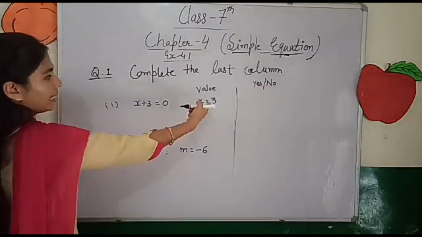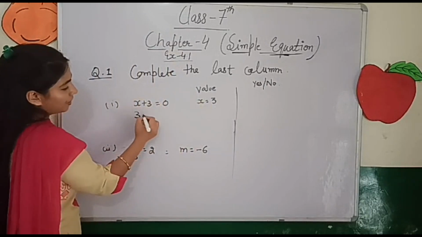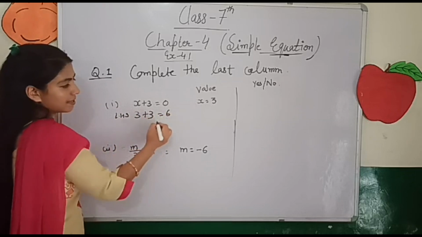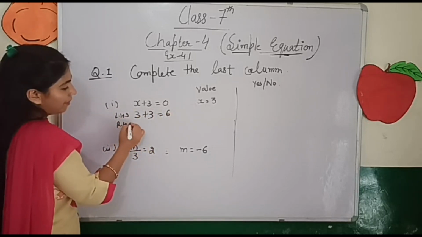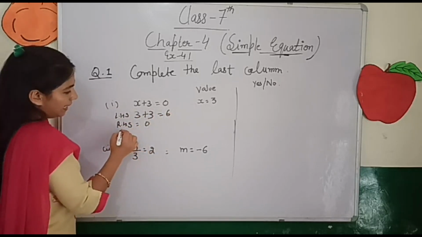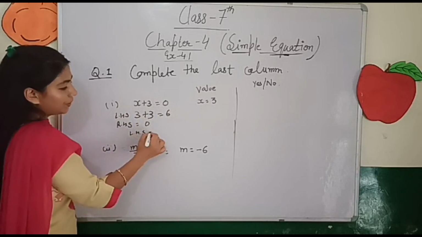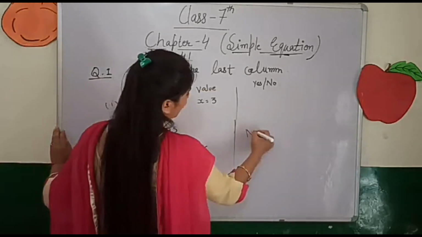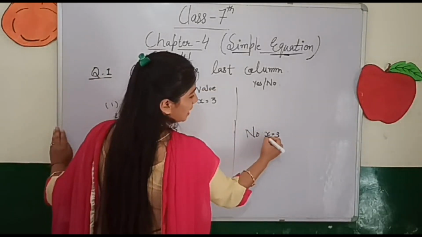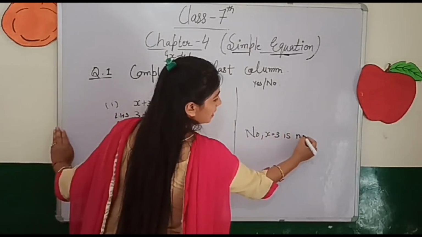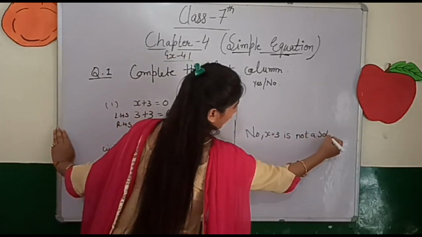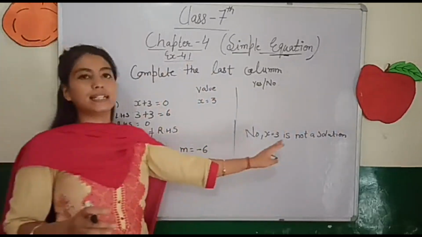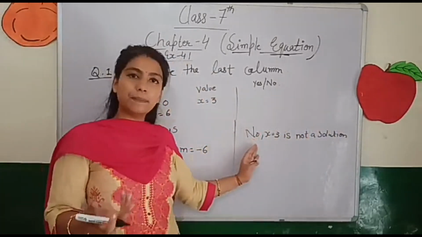Very simple, the very first one we have done. So let's see, x is equal to 3. Put the value of 3 in the left hand side: 3 plus 3. So 3 plus 3 is 6, but on the right hand side you have 0. It means left hand side is not equal to right hand side, so it is not a solution. So you will write no. x is equal to 3 is not a solution. That's it. If you are doing it in a horizontal manner, you can write it like this. Otherwise, simply write down no.